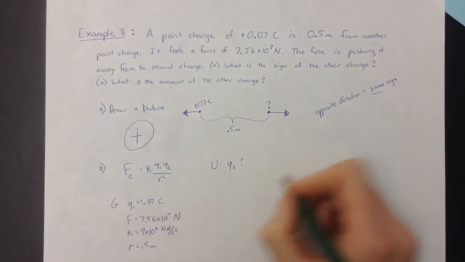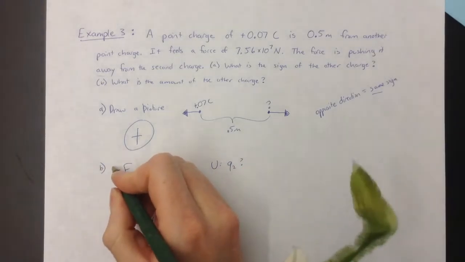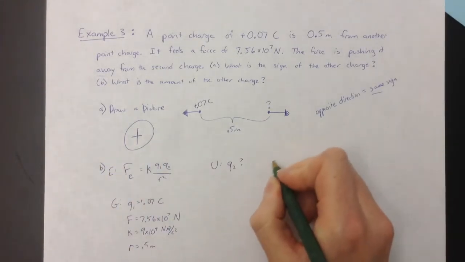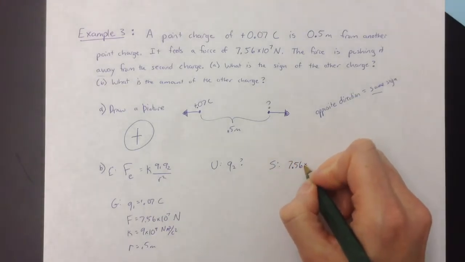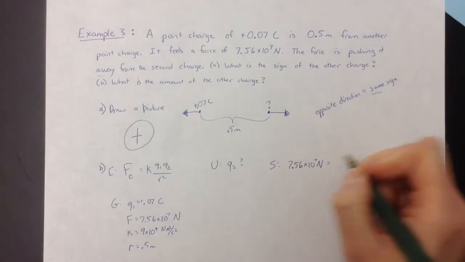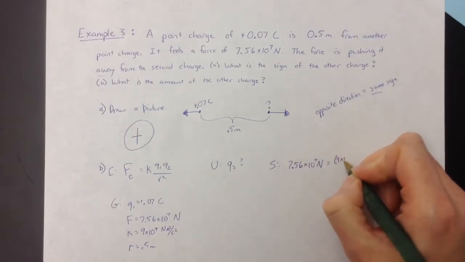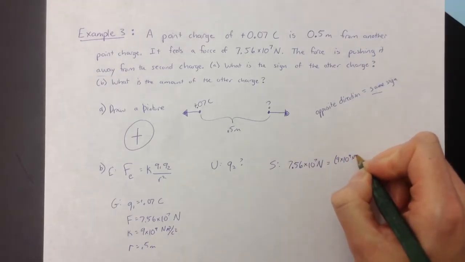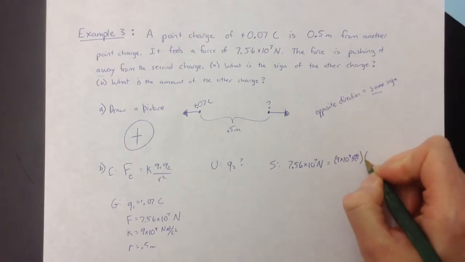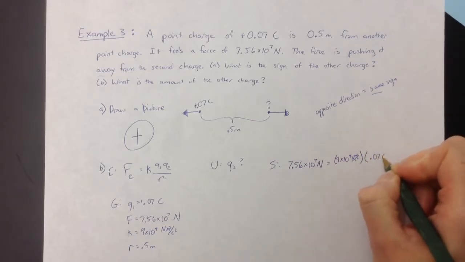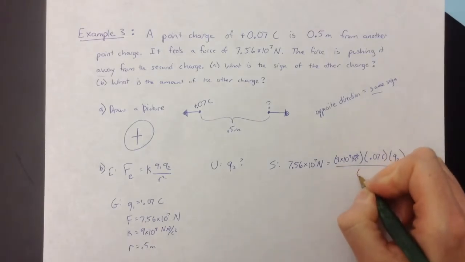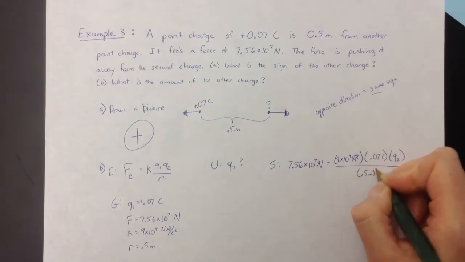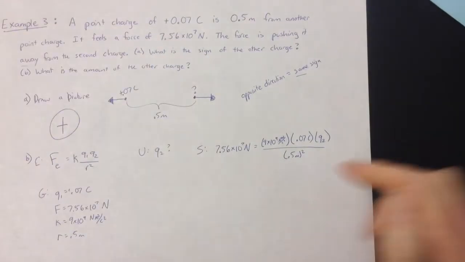Okay, so now I'm going to plug everything in. There's my equation, so I'm going to substitute. I've got 7.56 times 10 to the 7th newtons equals 9 times 10 to the 9th newton meters squared per coulomb squared, times 0.07 coulombs. Q2 is what I'm looking for, so I just leave it there. And the distance is 0.5 meters squared. Don't forget the squared.